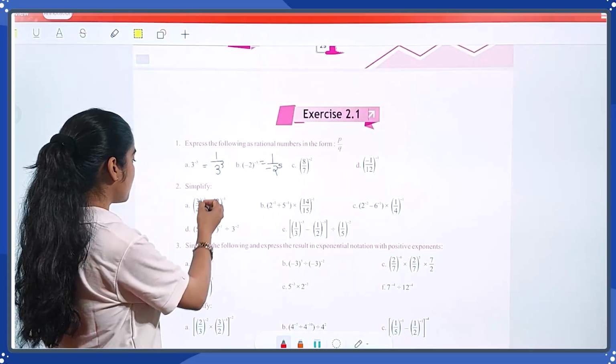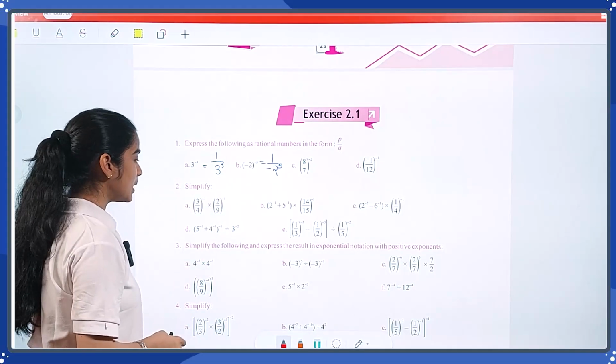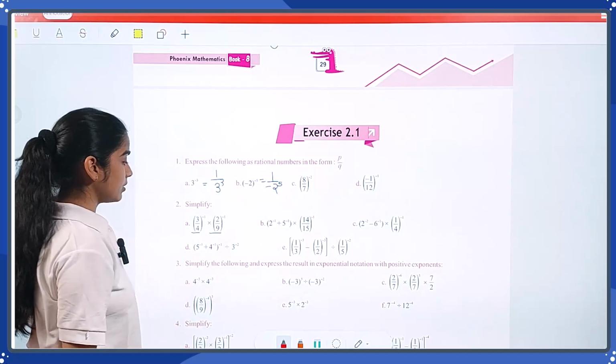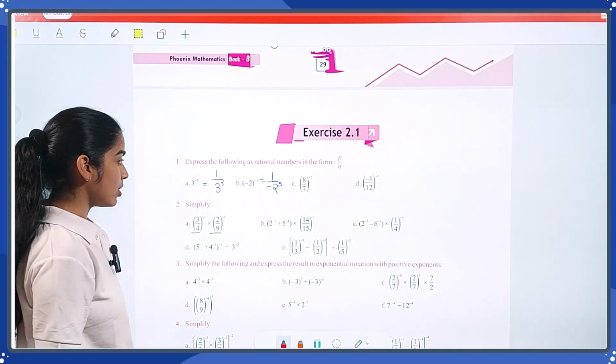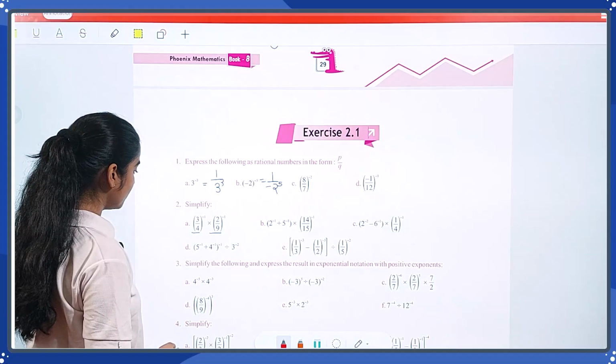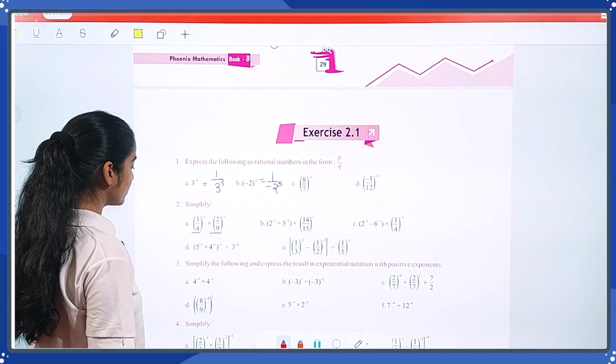Now simplify 3 by 4 raised to the power minus 1 and 2 by 9 raised to the power minus 1. So we have different bases, so we cannot directly add these numbers together. So what we have to do, we cannot simplify it further.